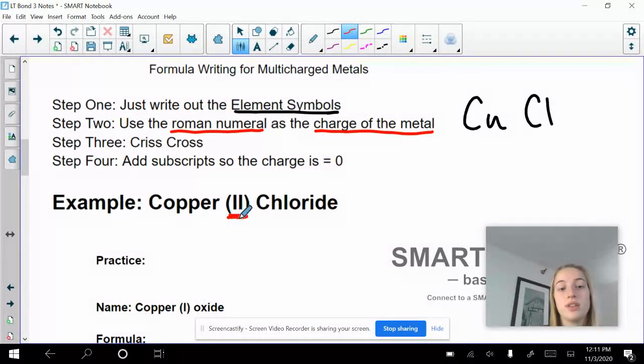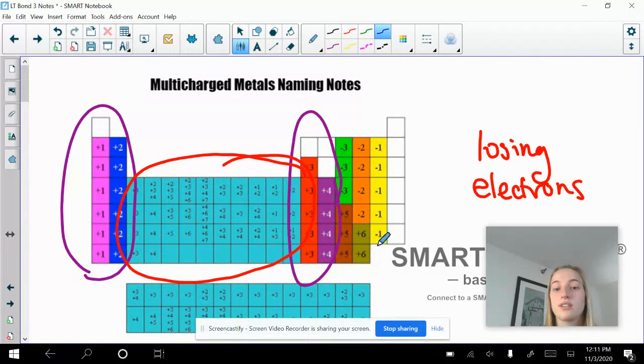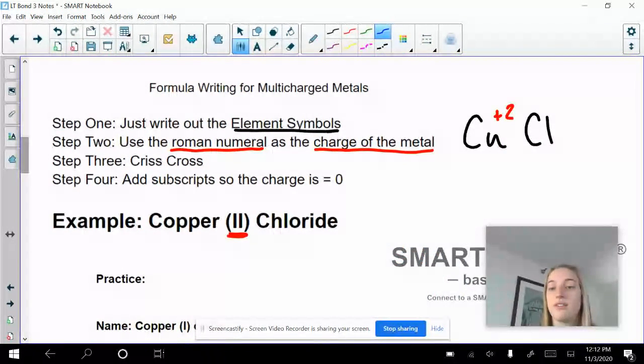Step 2, I'm going to use the Roman numeral as the charge for my metal. So my Roman numeral is 2. I'm going to put a +2 in this corner. That's my +2. I have copper with a +2 charge. The next thing that I need to do, it's not listed here, but I need to figure out my charge for chlorine. Chlorine is not one of our multi-charged metals, so we can use that periodic table at the top to tell us what our charge for chlorine is. Chlorine is going to fall into this column, so chlorine will have a -1 charge. We'll always have a -1 charge.